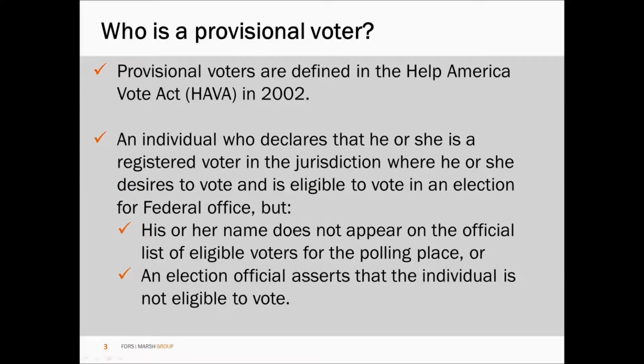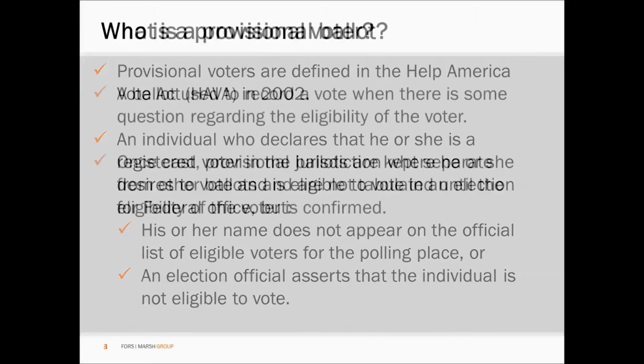Who is a provisional voter? Under the Help America Vote Act, an individual who declares that he or she is registered to vote in a jurisdiction where they desire to vote, and they think that they're eligible to vote in the election, but either their name does not appear in the official list of eligible voters for the polling place, or an election official asserts that the individual is not eligible to vote. This last point comes up most often in states that have voter identification laws and the voter does not bring the appropriate identification to the polling place.